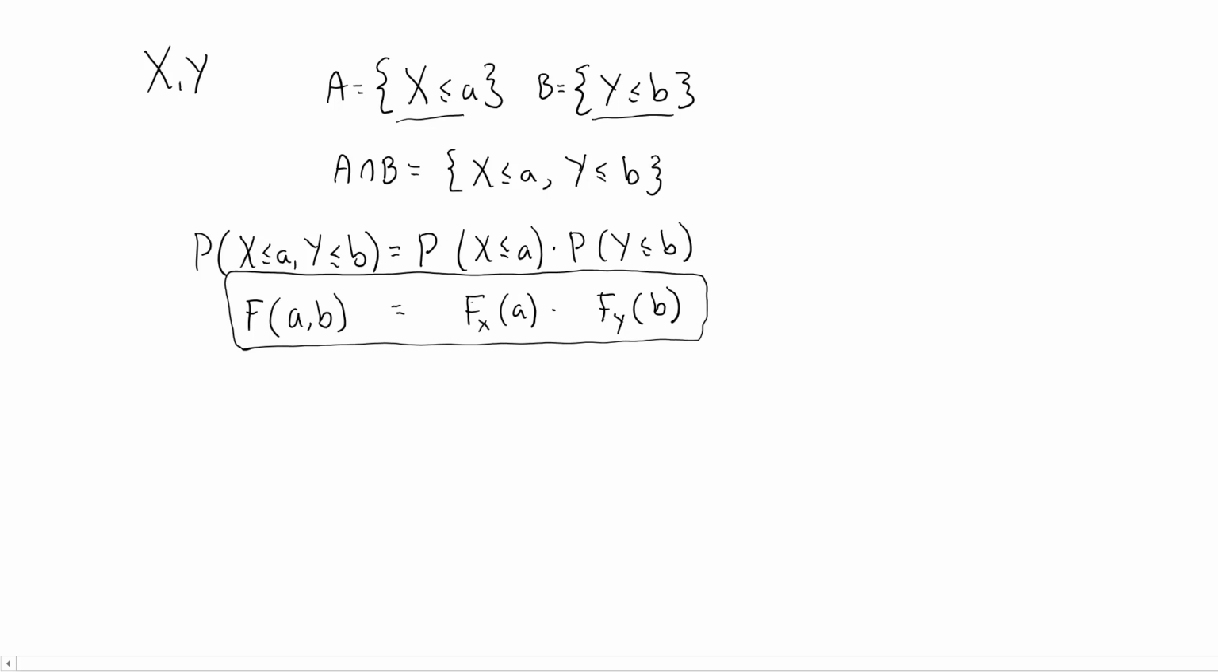So we are now simply going to say that the random variables X and Y are independent if this relationship holds, no matter what the values of a and b are. If this relationship holds for all a and b, then these two events will always be independent events, and then we say that the random variables are independent.